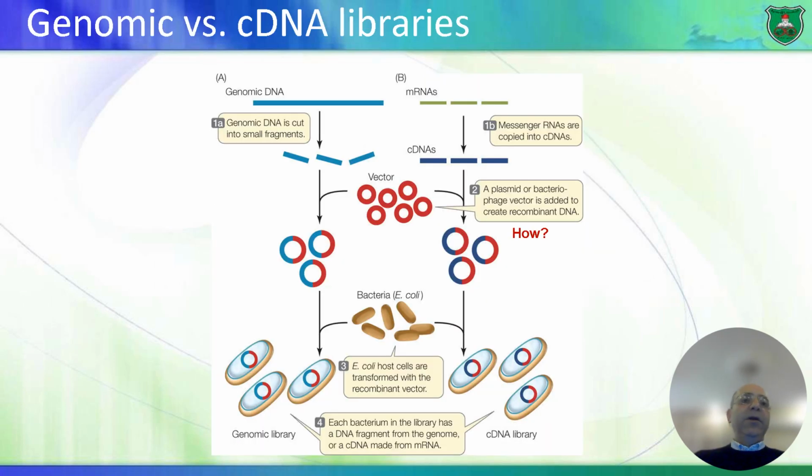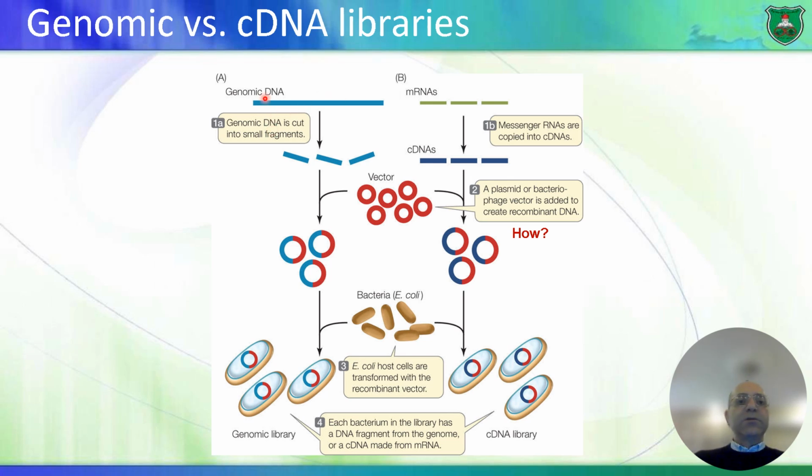And there are two different types of libraries. There are genomic libraries and there are cDNA libraries. Now, let's start with genomic DNA. Genomic DNA is basically, well, the whole DNA of a cell or a group of cells.